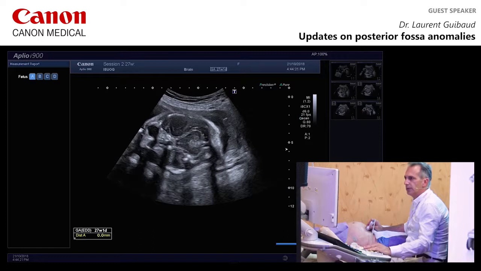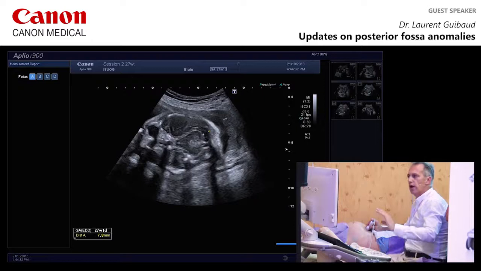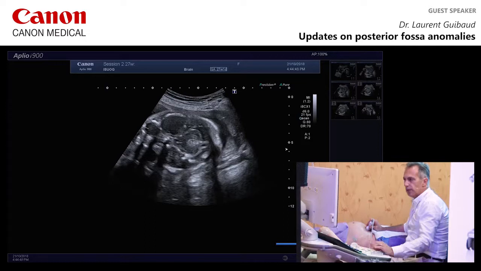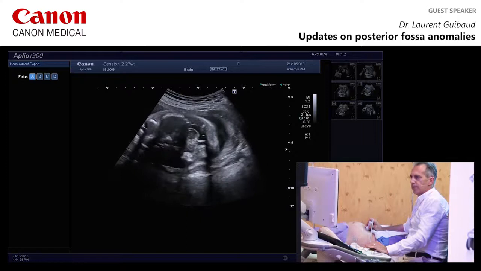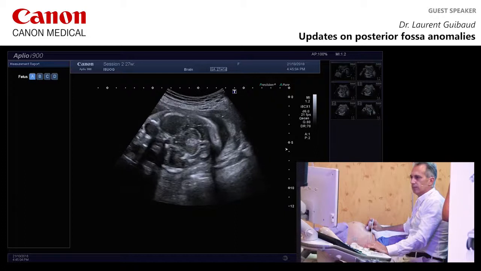Yes, it depends. Because in some cases, you have asymmetry of this pericerebral space because you have an arachnoid cyst. So if you have an arachnoid cyst facing this hemisphere, you measure here. In some very large megacisterna, it will be larger in this part here, so you will measure here. So in fact, you have to measure the larger part of the retrocerebral fluid space.